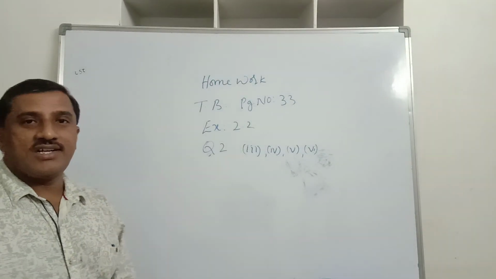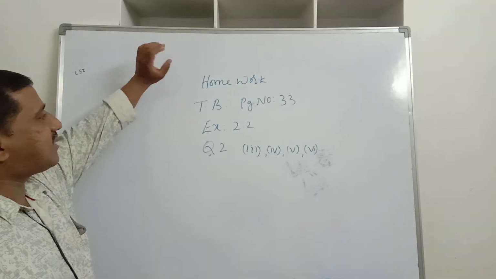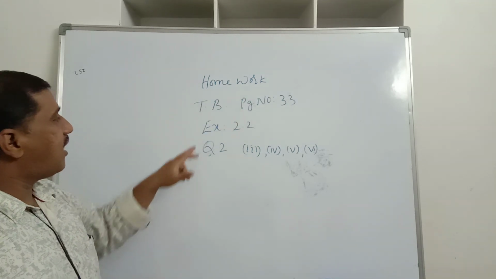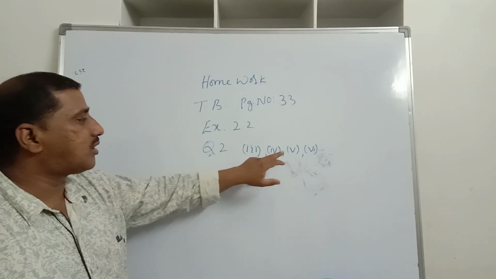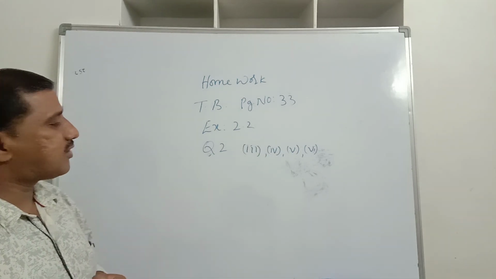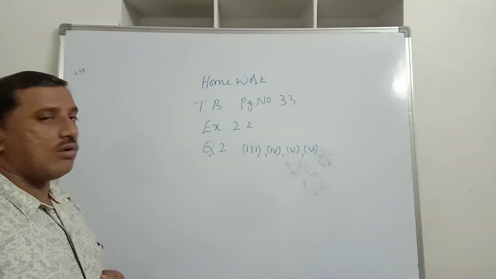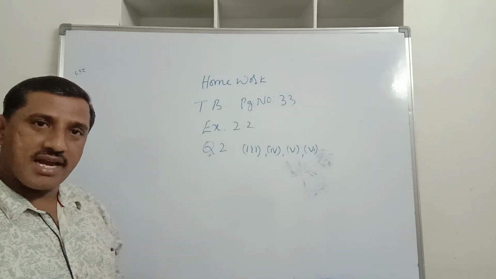I hope you understand today's concept. The homework is textbook page number 33, exercise number 2.2, question number 2, in that 3rd, 4th, 5th and 6th. These 4 sums are your homework. Complete the homework and I hope you understand. Thank you very much.